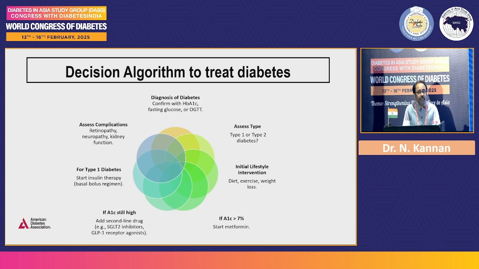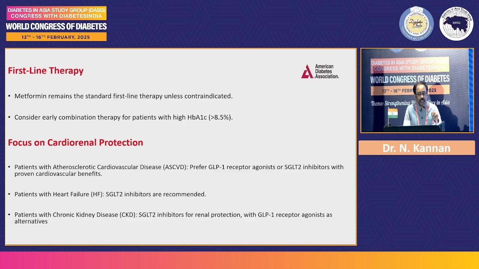And very, very important, on day 1 itself, we want to assess the complications by screening for retinopathy. We are implementing artificial intelligence in our clinical practice among the type 1 and type 2 diabetic population to screen and search for retinopathy. The early screening of retinopathy is very, very important in our clinical practice among both type 2 diabetic patients as well as the type 1 diabetic population.